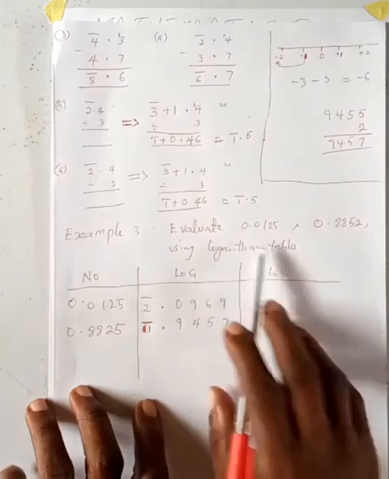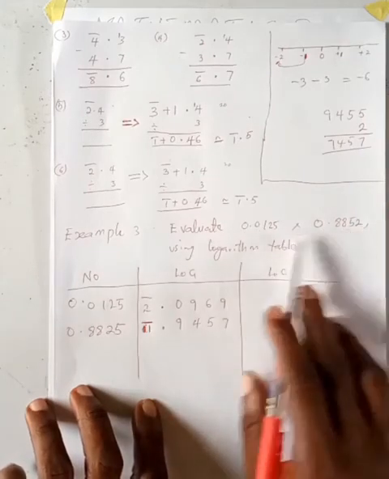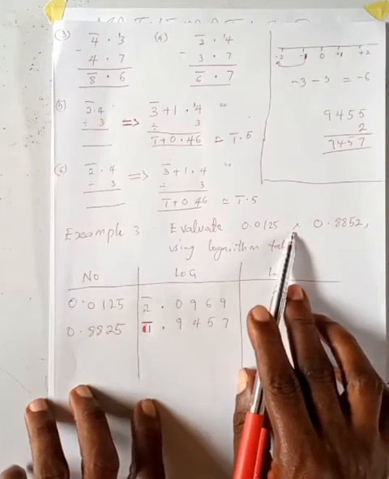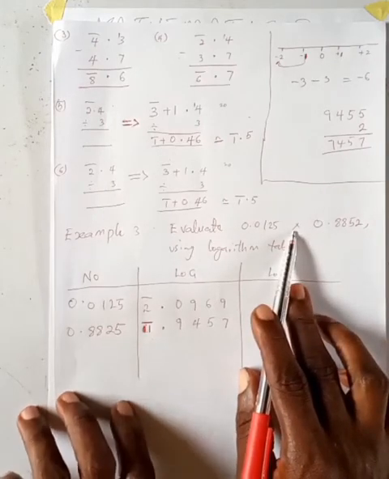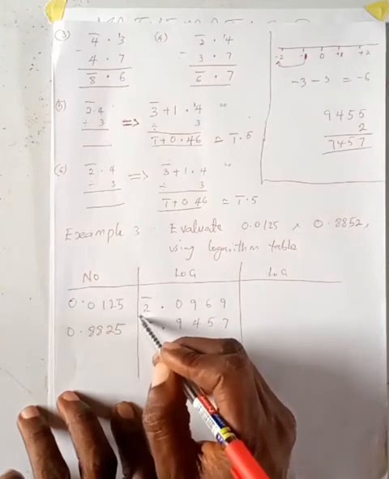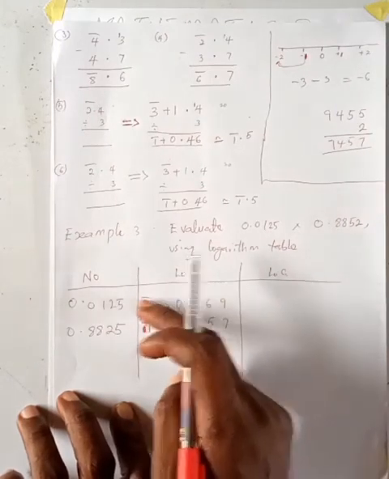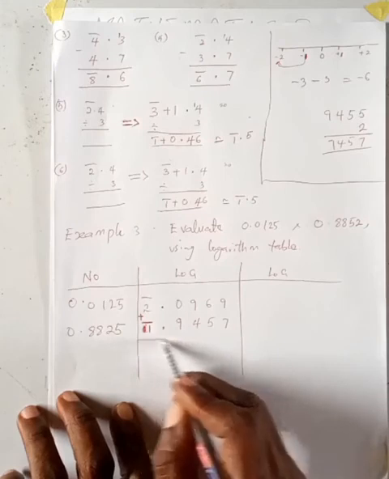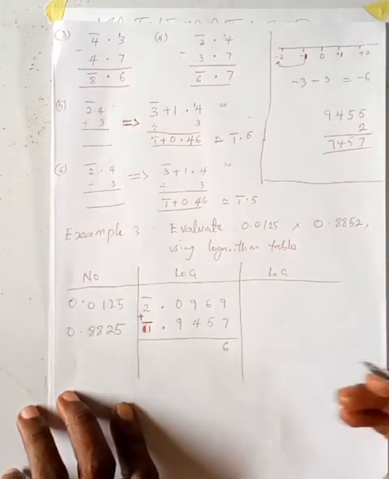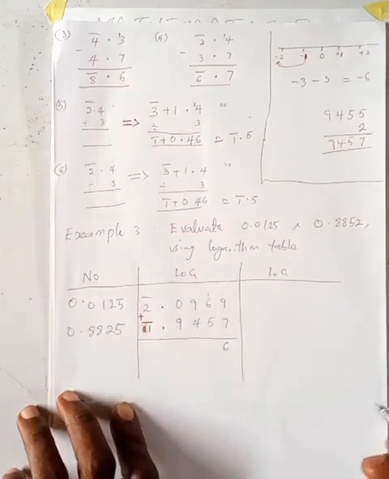And between the first number given here and the second number here is a multiplication sign. By the rule of logarithm, multiplication always changes its role to that of addition. So that means we have to add the result here and the result here. Adding them, 9 plus 7 is 16. 6 will be written there. We'll move the 1 here.